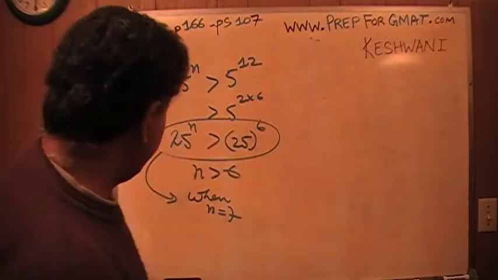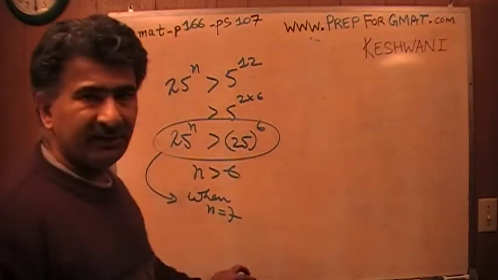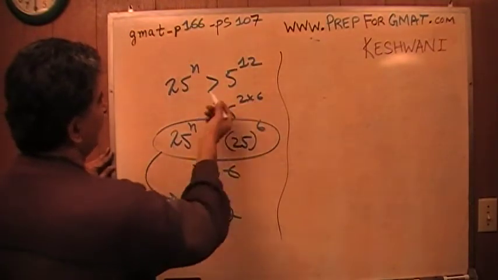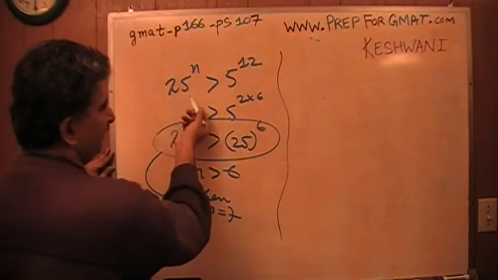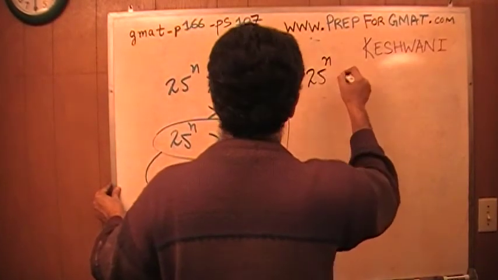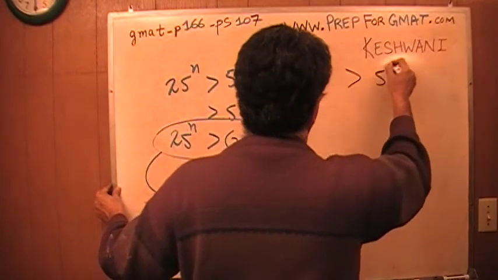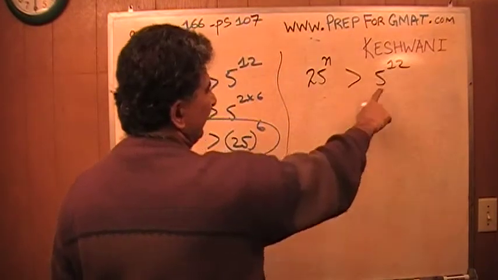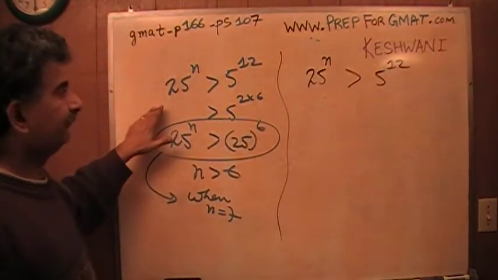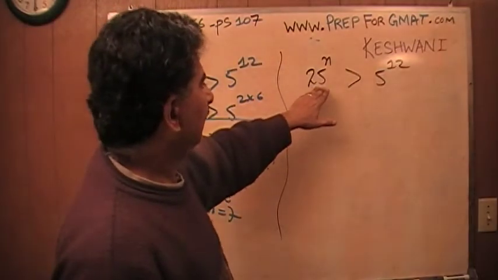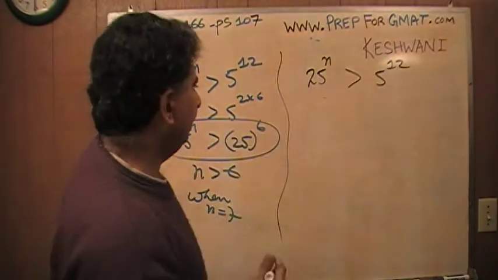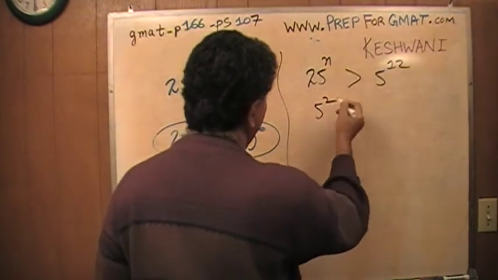Instead of doing it this way, we could have done it a little bit differently. Nothing drastic, nothing weird. What I did here was manipulate the right hand side. Now in the second method, I'm going to manipulate the left hand side. So let's start again. 25 raised to n is more than 5 raised to 12. Instead of making the right hand side base the same as the left hand side base like I did here, let's make the left hand side base the same as the right hand side base. So how can I convert 25 into a 5? Well, I can write 25 as 5 squared, couldn't I?